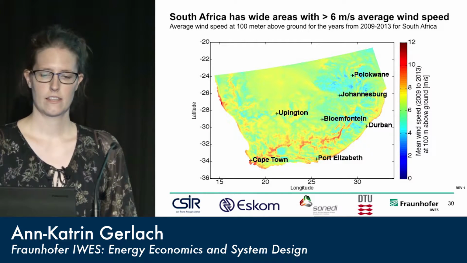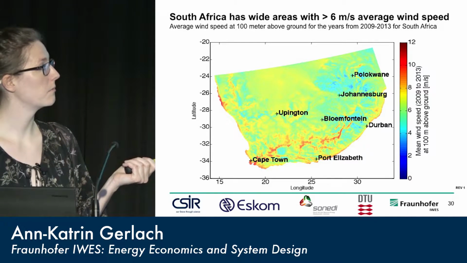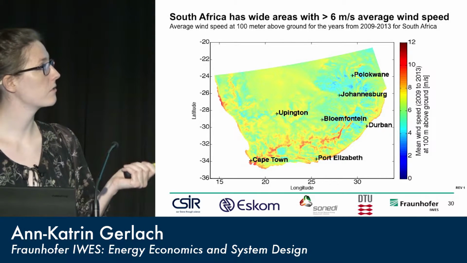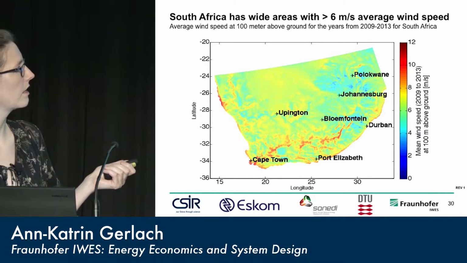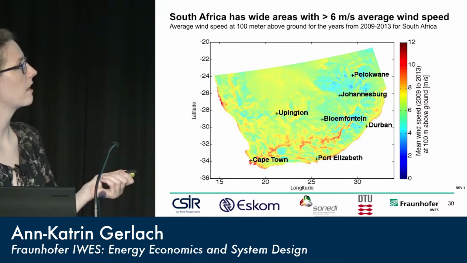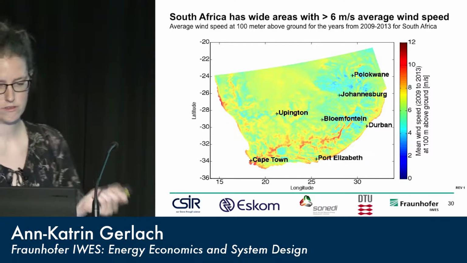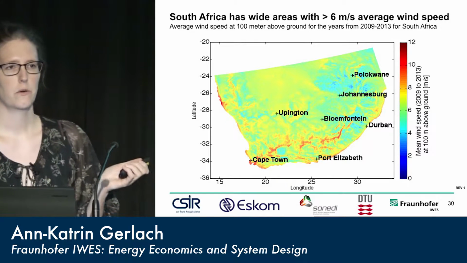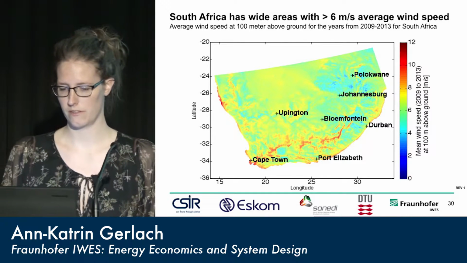The wind speeds, this is an example of how they are distributed over South Africa. These are mean wind speeds from 2009 to 2013 at 100 meters height. And you see in South Africa, you have higher wind speeds along the coast, and going into the country, they get a bit lower, and here are some places with much lower wind speeds. So, depending on this, we decided which turbines we place where.